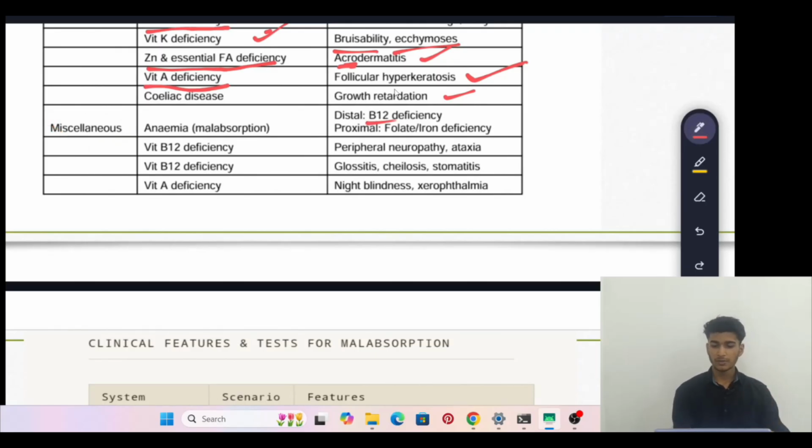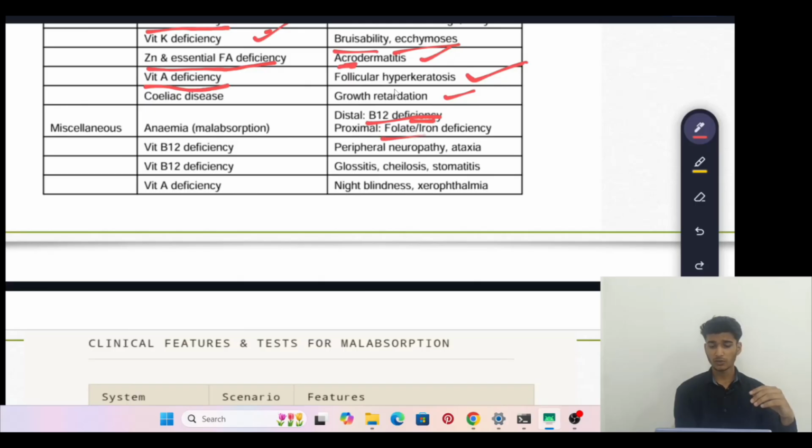Vitamin B12 is the most important vitamin because it helps in the maturation of RBCs. Everyone should know this. So if vitamin B12 is unabsorbed, it will lead to anemia. There are various types of anemia like pernicious anemia, megaloblastic anemia, macrocytic, microcytic. It is a big chapter. So if there is malabsorption of vitamin B12, it will lead to anemia.